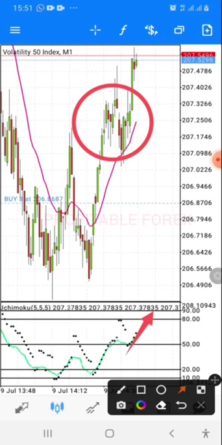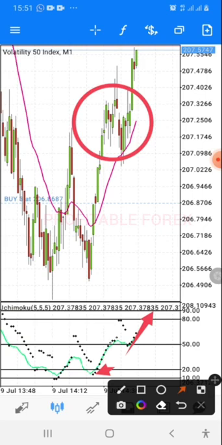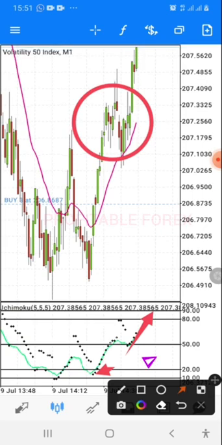Okay, until it gets to the overbought zone. Remember, you took a trade at this zone at the 50 level, which is this level. At the 50 level, you can take your profit.